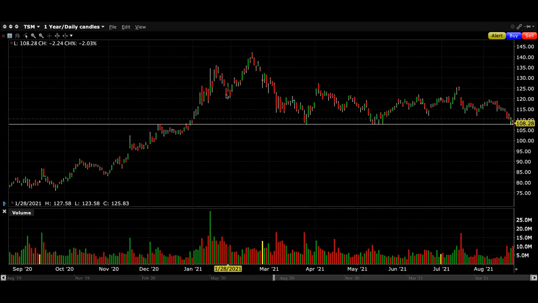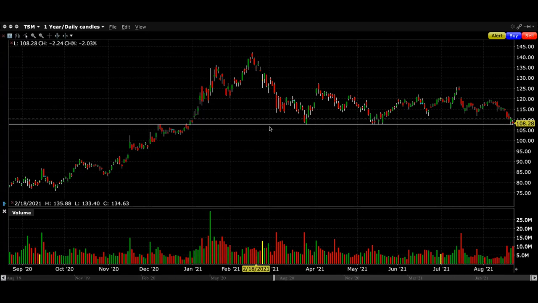Starting off right away with TSM, Taiwan Semiconductor. So here's the 1 year chart. I was looking at it last week for a long term opportunity, buying some options because they're pretty cheap overall if you look at the LEAPS. So right now, support area is at around 107, 108.